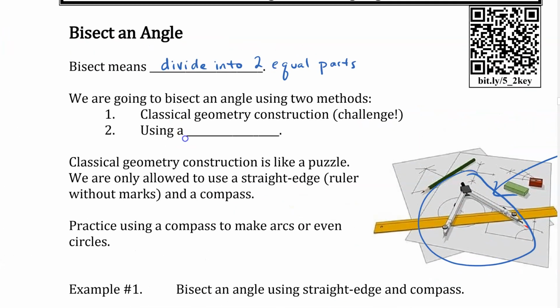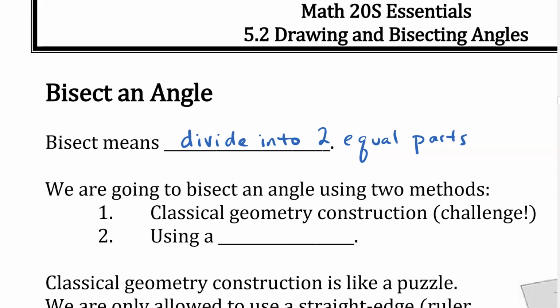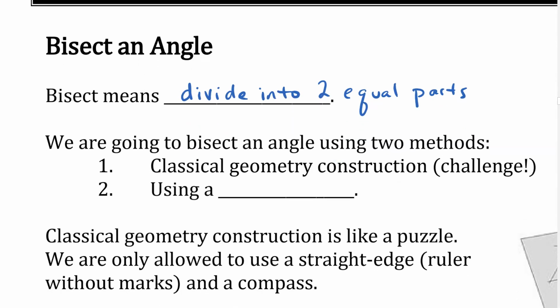The first thing we're going to learn is how to bisect an angle. What does bisect mean? Bisect means to divide into two equal parts. So we're going to take a given angle and divide it into two equal parts. There are two methods we're going to use for this. The first one is the classical geometry construction. By classical, I mean really old, a couple thousand years old, before they had other ways, like a protractor, to measure angles. Think of it as sort of like a game. The other one is we're going to be using the protractor.